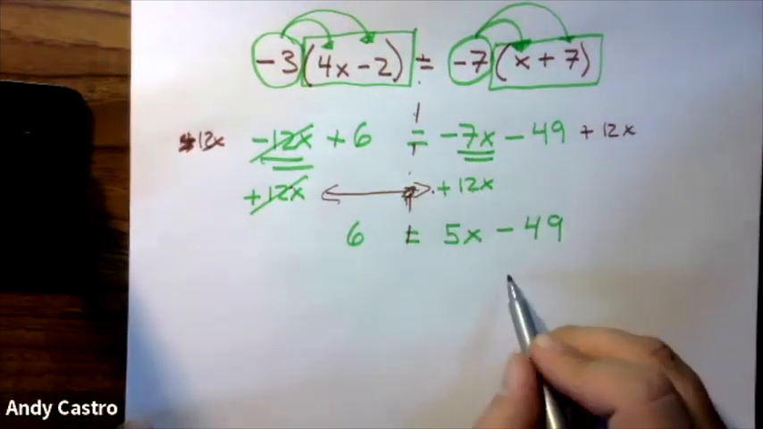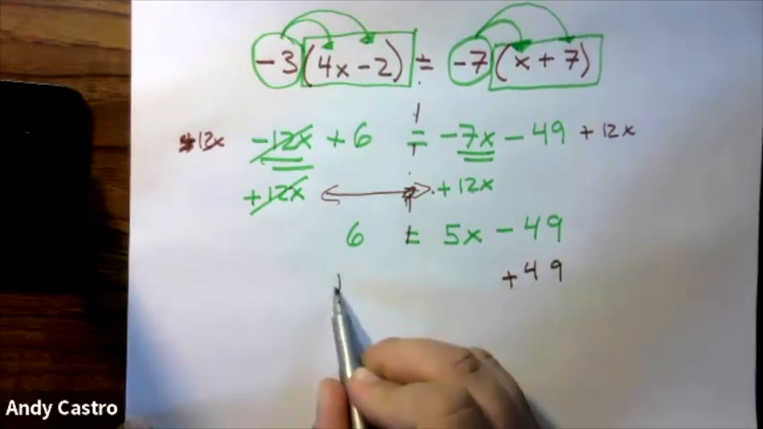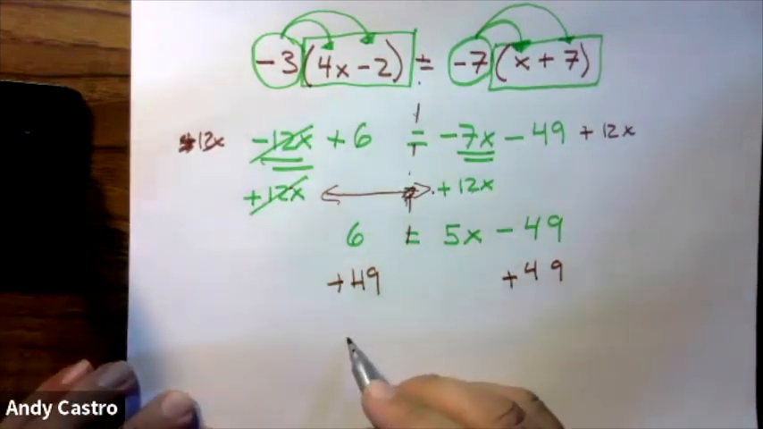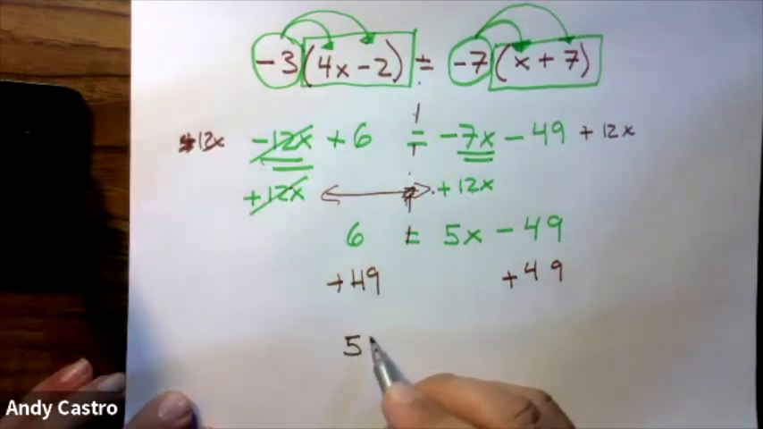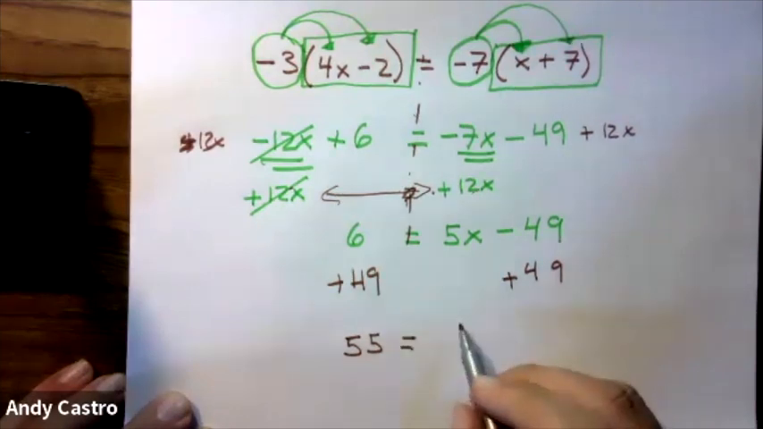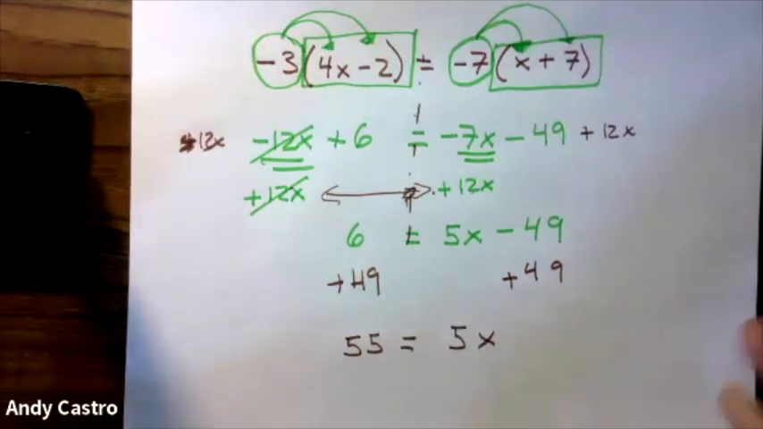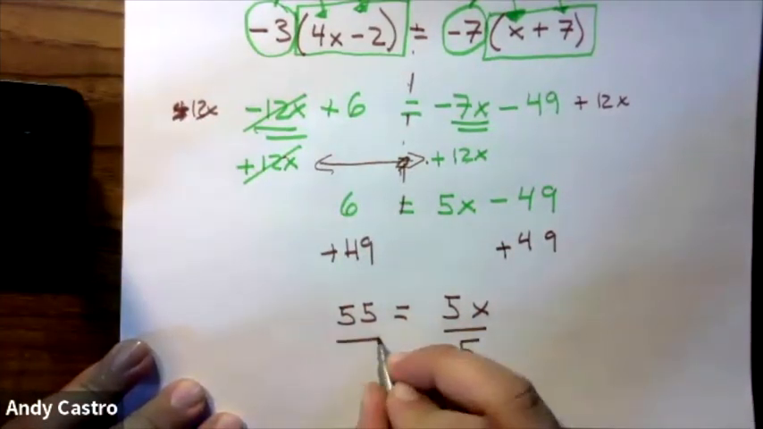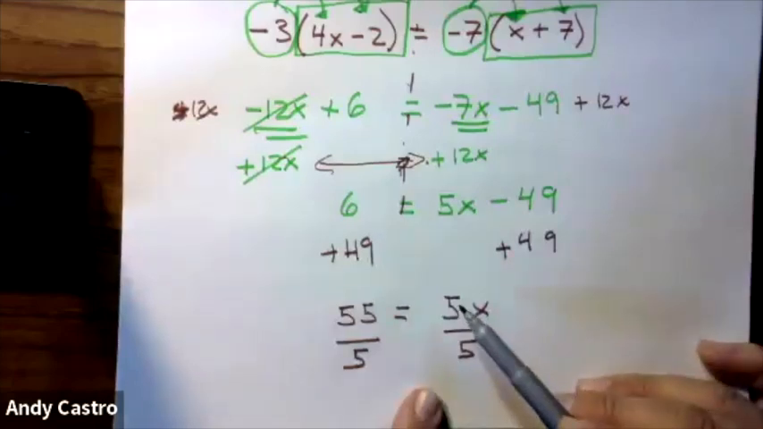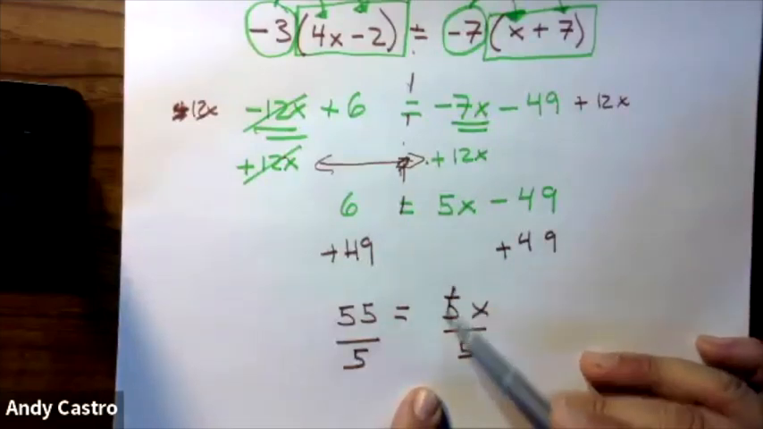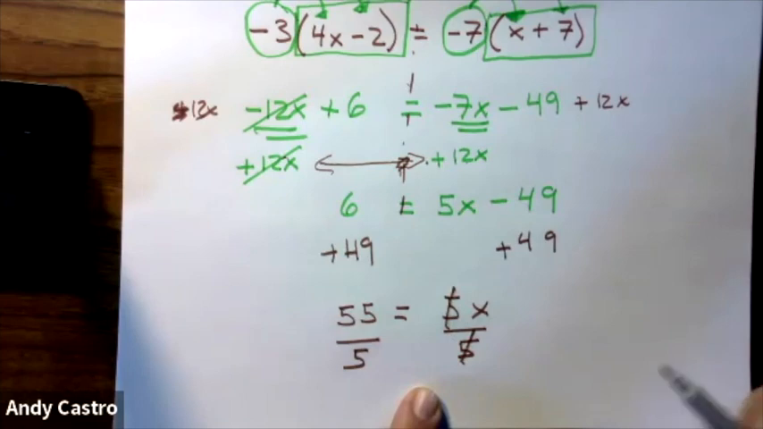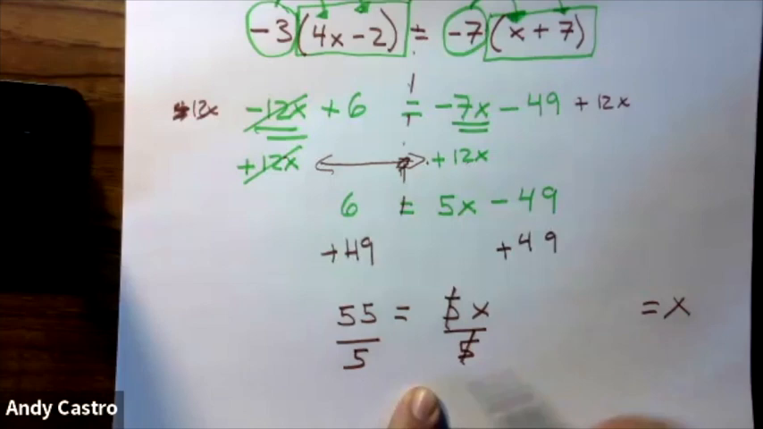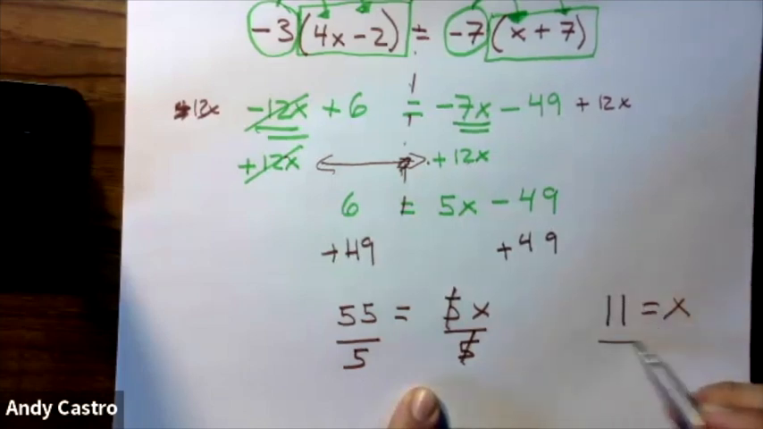All right, I'm going to add 49 here to both sides. This is going to be 55 is equal to 5x. I'm going to divide both sides by 5. 5x divided by 5 leaves me with x. 55 divided by 5 leaves me with 11.